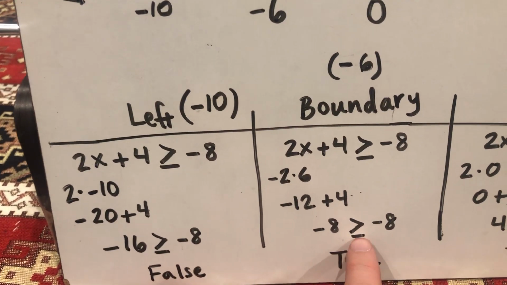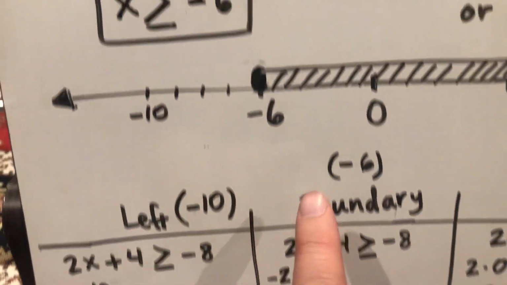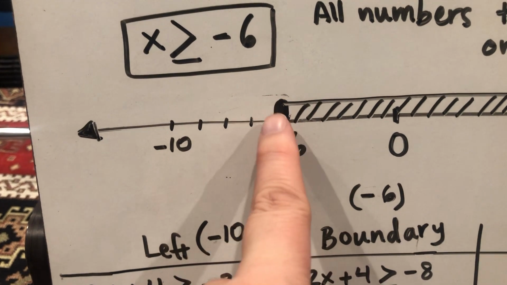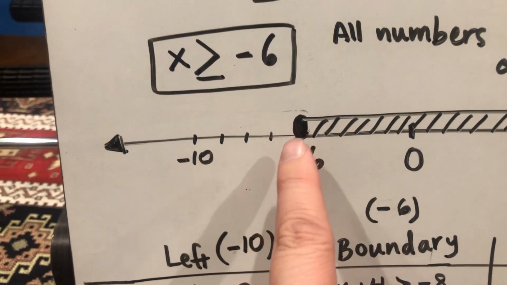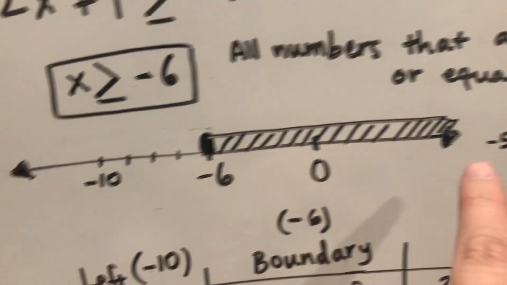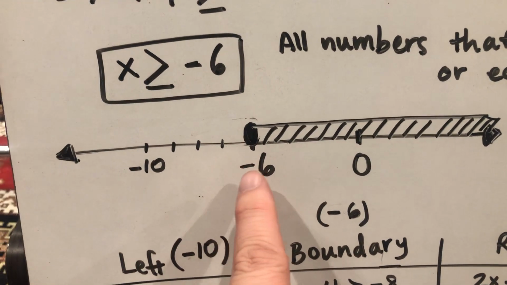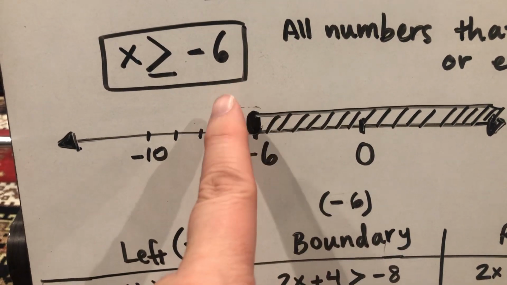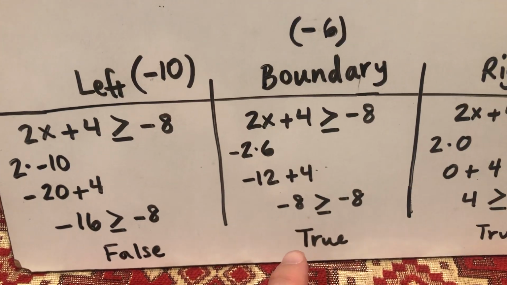If we didn't have it, this would be false, in which case we would leave the inside of this little circle empty. That would mean negative 6 is excluded from our solution set. But in this case, negative 6 is actually included. So we're going to color it in, and it's supposed to come out true, and it does.